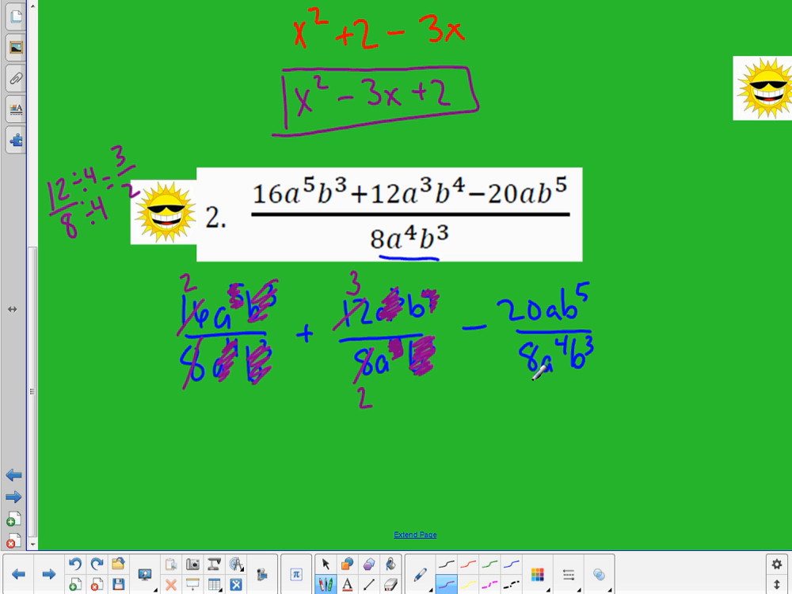20 cannot divide by 8, same as 12 and 8, so I have to just take out the common factor, which again is 4. 20 divided by 4 is 5. 8 divided by 4 is 2.